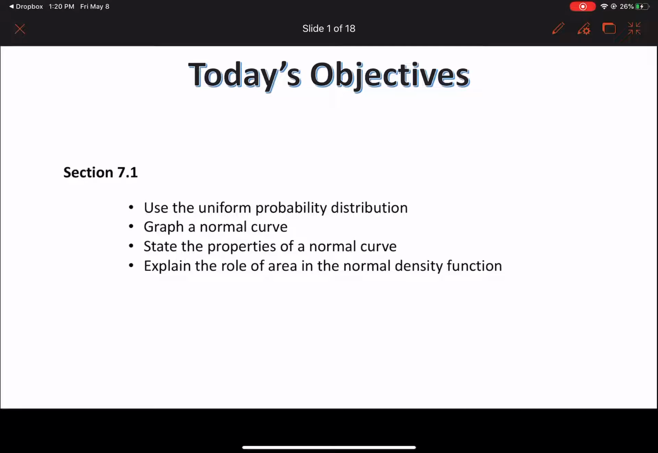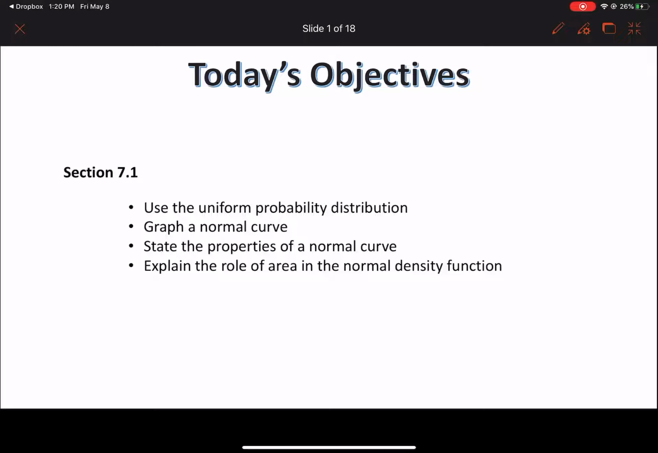So today we're going to talk about uniform probability distribution, graphing a normal curve, stating the properties of a normal curve, and explaining the role of area in a normal density function. We've been talking about bell curves and normal curves and the empirical rule a lot already this term, and we're going to continue along that vein.